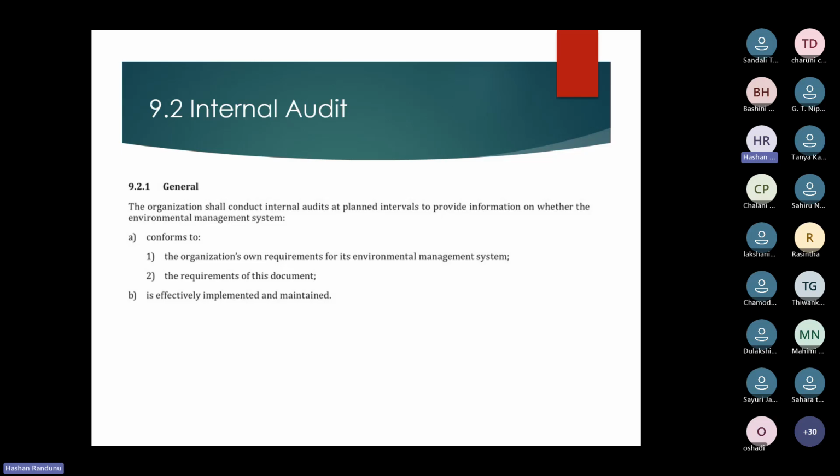So why do you need to do an internal audit? You need to do an internal audit to confirm whether the organization's own requirements for the environmental management system are effectively implemented and maintained, and also the requirements of this document, in the sense the ISO 14001 2026 standard. So you need to check and verify whether these requirements are effectively implemented and maintained. To get that confirmation, you need to conduct an internal audit, right?